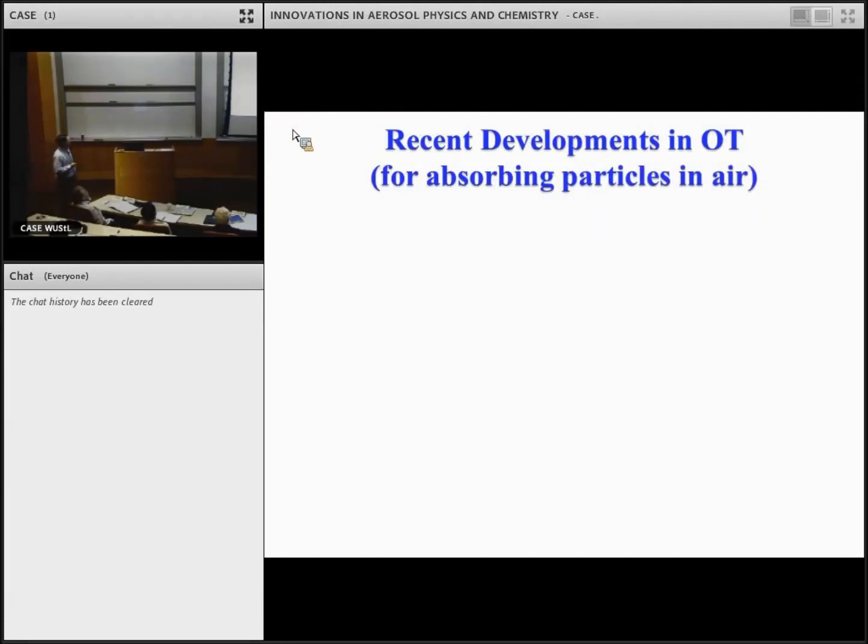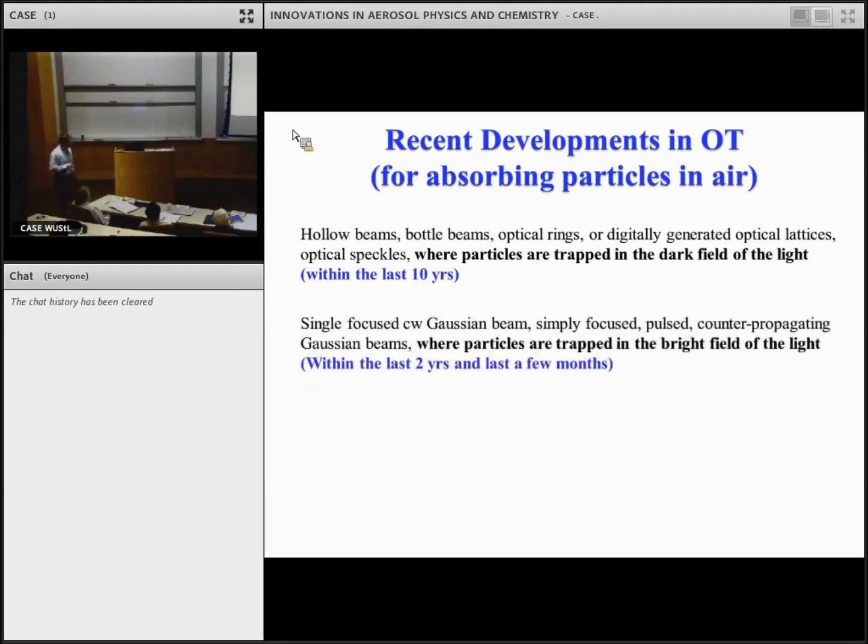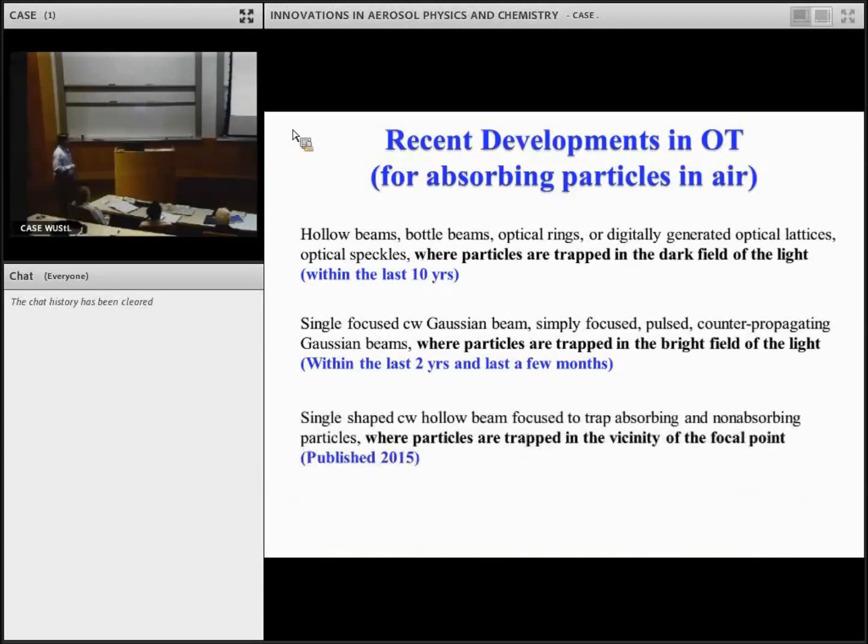Recent developments in optical traps for absorbing particles can be grouped into three categories based on optical trapping configurations or schemes. First group: within the last 10 years, people are using many different sophisticated, expensive optic components to build traps, such as hollow beams, Bessel beams, optical rings, and digitally generated optical traps, in which particles are trapped in the dark field of the light, which can be easily understood. Second group: within the last couple of years, people have achieved single particle trapping in air using a simple focused Gaussian beam. In this case, particles are trapped in the bright field of the light, which has not been completely understood to date. And most recently, a single optic trapping device can trap not only absorbing but also non-absorbing particles. This was published early this year, already mentioned in the previous talk by Wang.